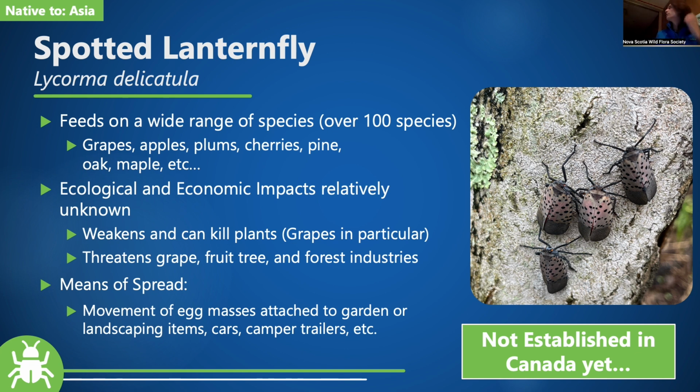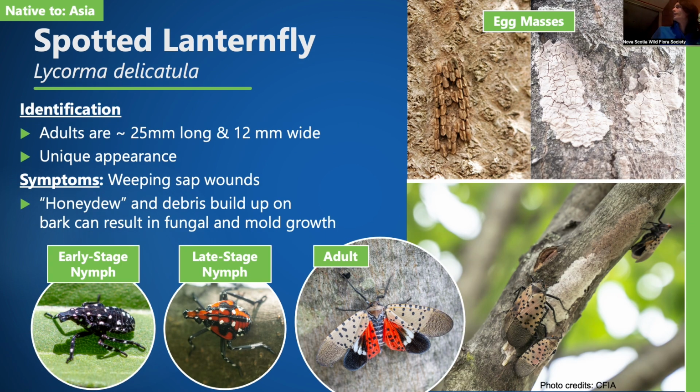So here's some images of those egg masses. They kind of look like just dirt or could be strange looking lichen on a tree. So it's kind of hard to recognize them in the environment. But the adults, though, are quite distinctive. They have pale colored forewings, black spots, and very bright red, orange colored hindwings.